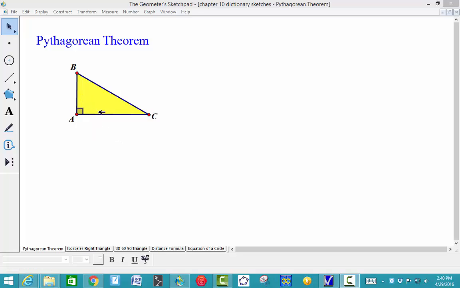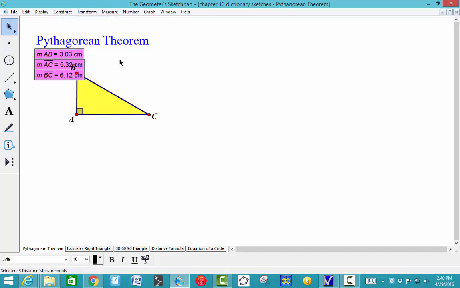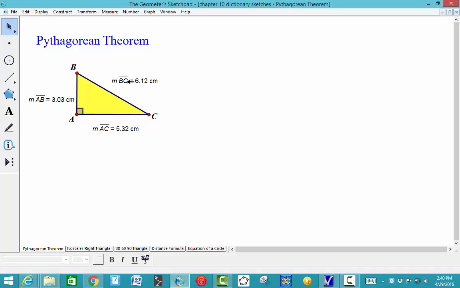Okay, here are the conjectures for chapter 10. So the first thing for the Pythagorean theorem, we're going to highlight all three sides and measure their lengths. So I have side AB, side AC, and side BC. And then we're going to show how the Pythagorean theorem works.